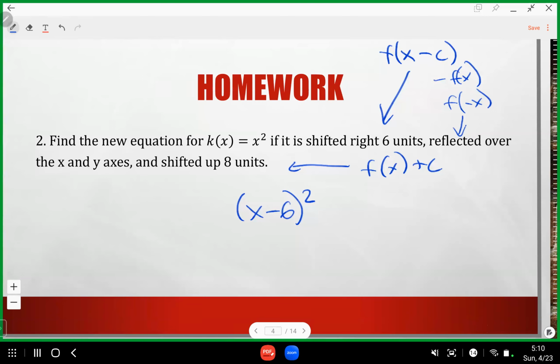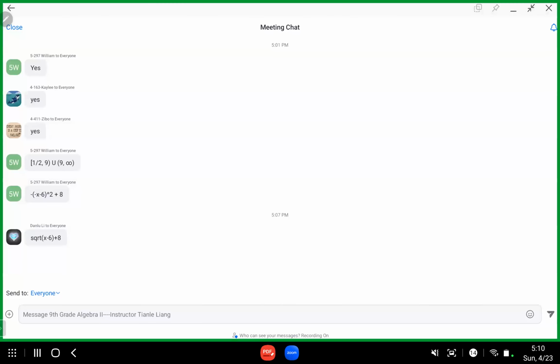And we also have that it's reflected over the y-axis, which is another domain shift. So that's going to be negative x here. Then we have also, it's reflected over the x-axis. So that's going to be another negative here. It's going to be shifted up by 8. So then we have k of x is equal to negative x minus 6 squared plus 8. So let's see. Yeah, that is correct.